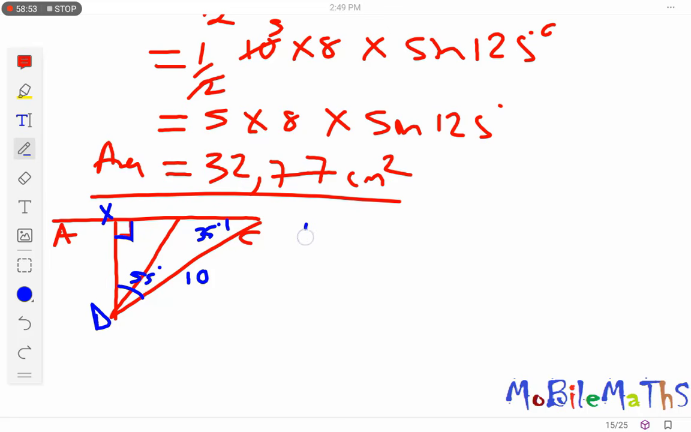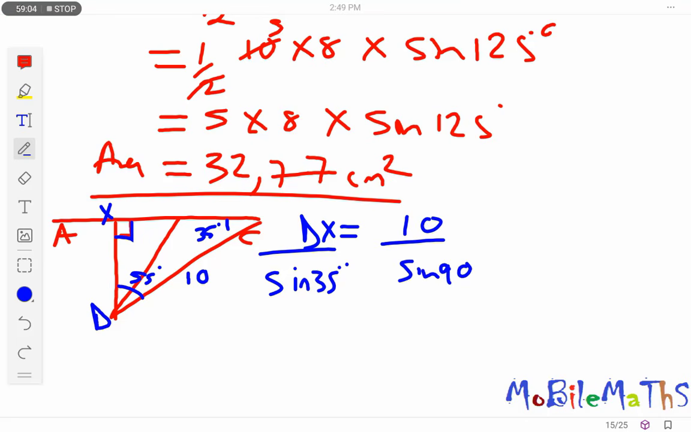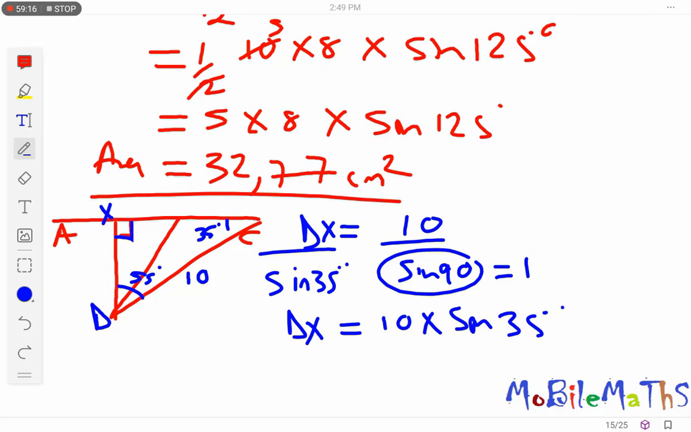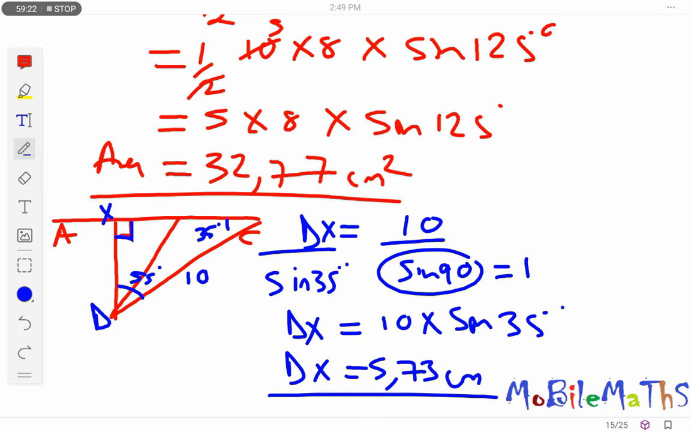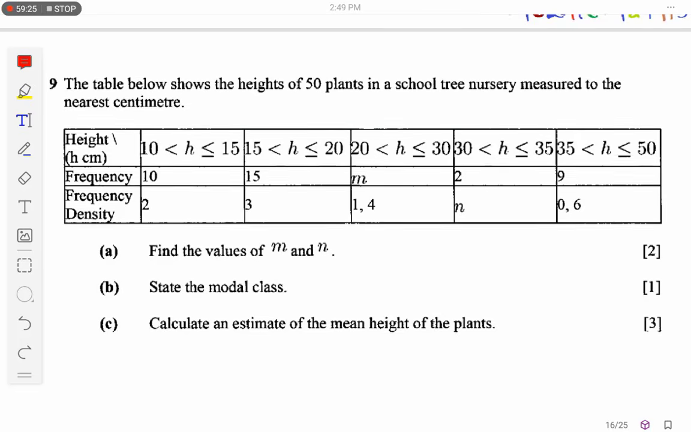So I can say DX over sine 35 degrees is equal to 10 over sine 90. I wasn't going to use the 55 anyway. So my DX is equal to, sine 90 is equal to 1, guys, so it's 10 times sine 35 degrees. DX is equal to 5.73 centimeters. Let's move on to the next question.